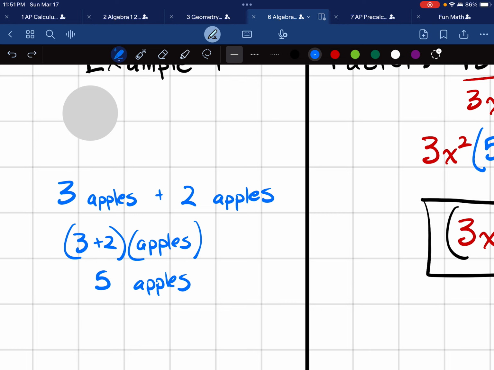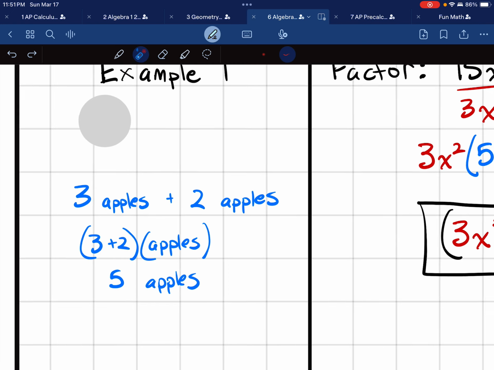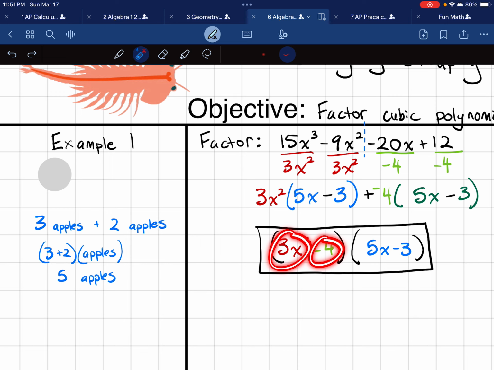Sorry, I want to do that in highlighter, not laser pointer. 3 plus 2 is 5, so I can combine that. Over here, I can't combine the 3x squared and minus 4 because they aren't like terms, but I did turn two things into one thing, just the same way I've done over here. Two things have turned into one thing. This is just talking about the quantity of that 5x minus 3.